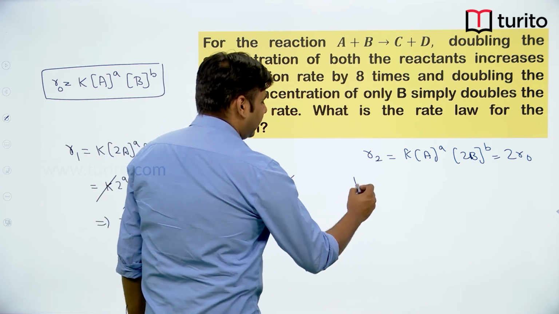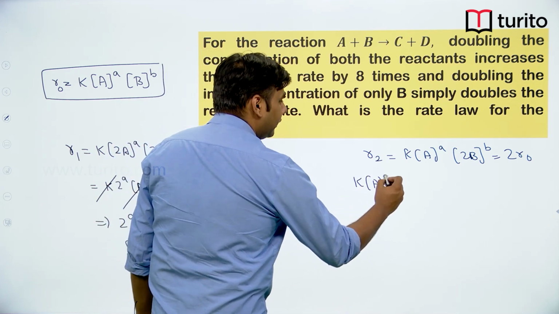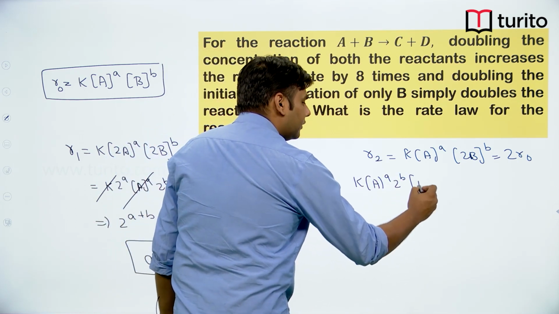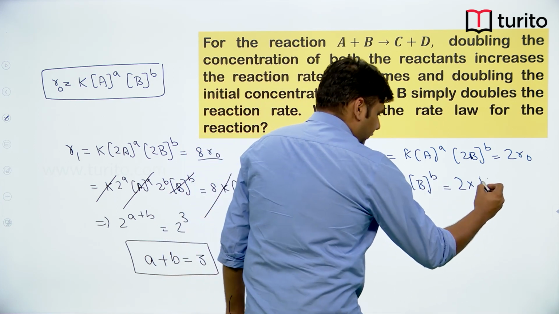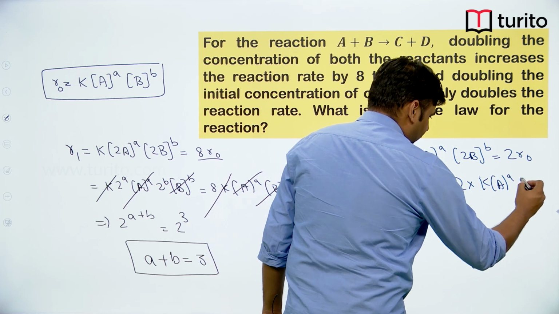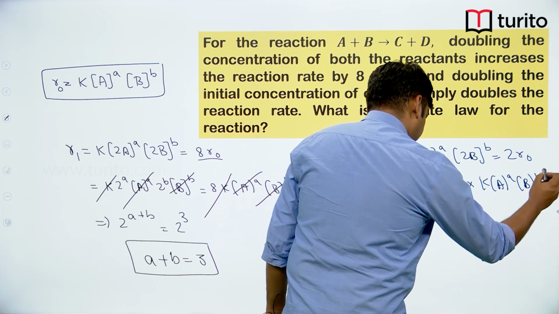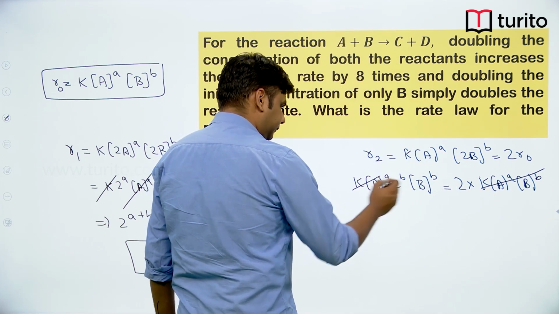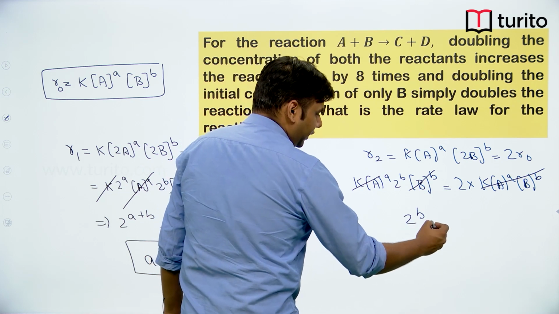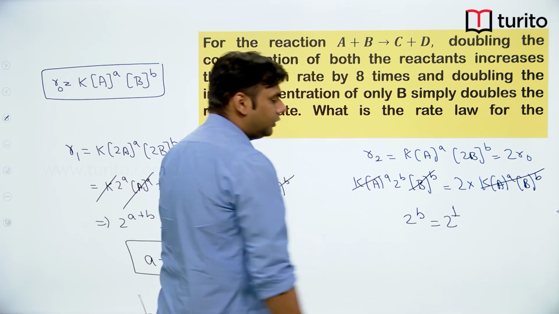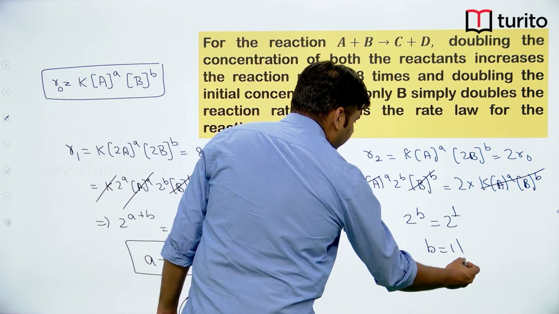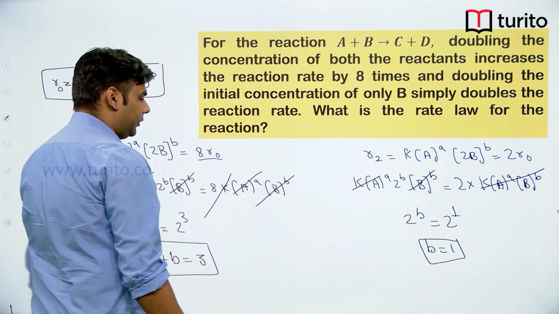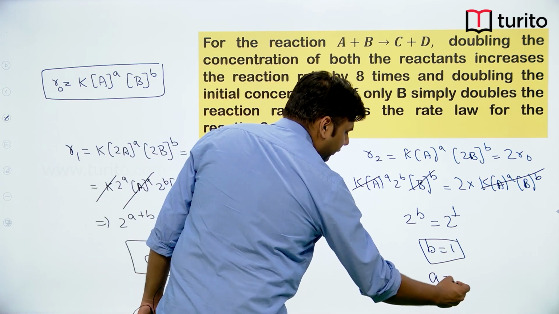So we can say that K into [A]^a into 2^b into [B]^b is equal to 2 times K into [A]^a [B]^b. So all these terms get cancelled out. So we get 2^b equals 2^1. So basically the value of b comes out to be 1. Now we know that a plus b is 3, so a will come out to be 2.